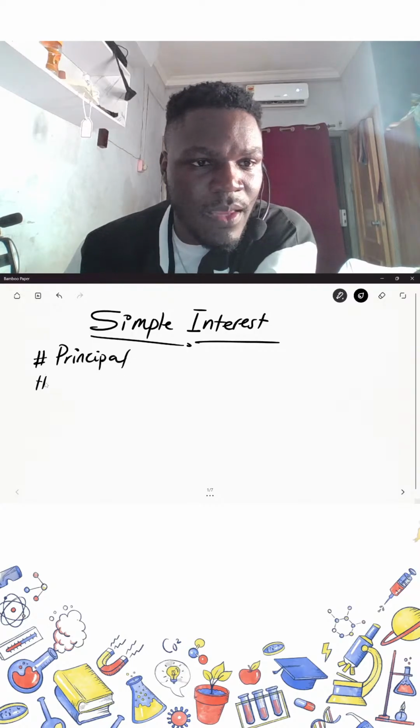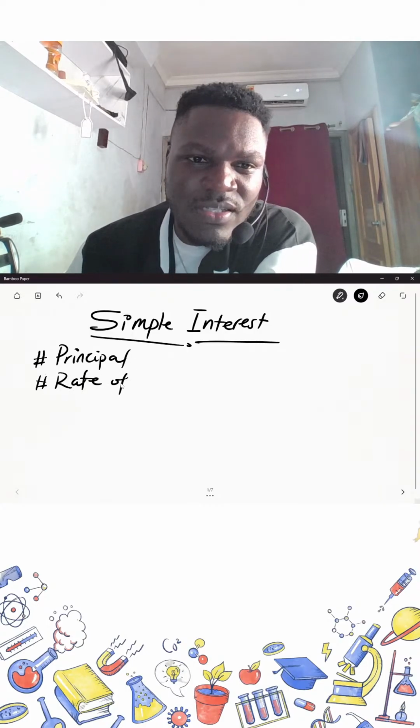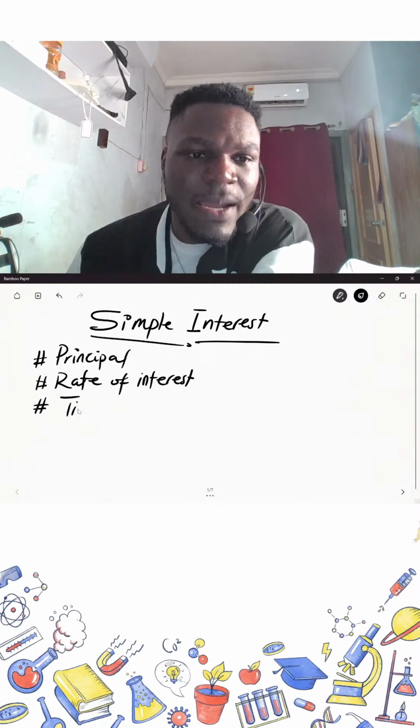Okay, then we have something people just call rate, or some people call it the rate of interest. So let's go with that. We have the rate of interest, and then we have the time.